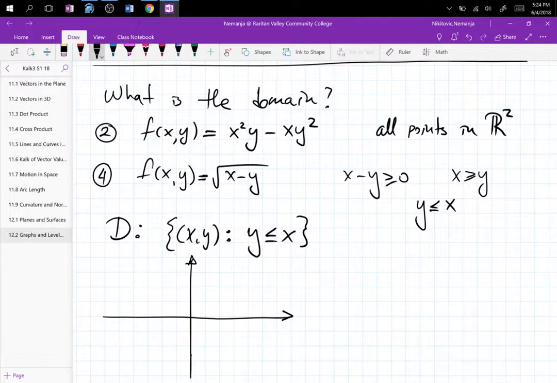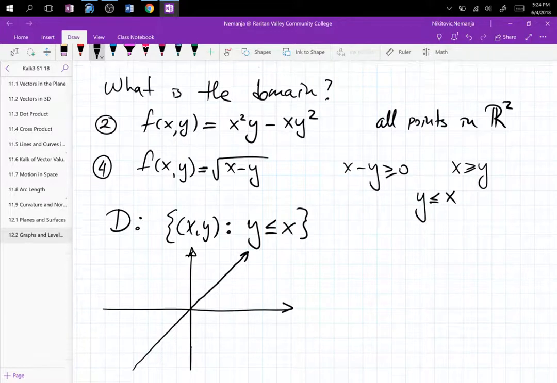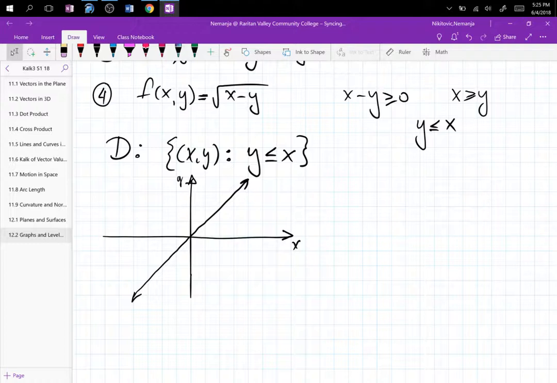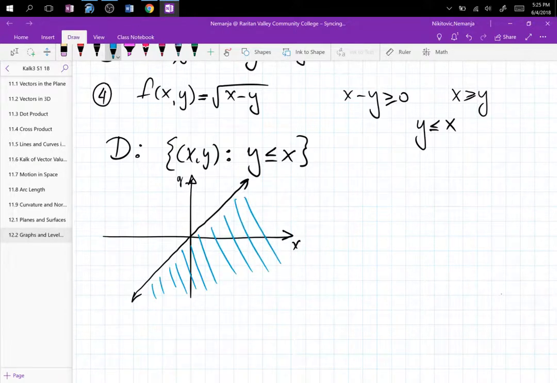These types of problems were in algebra. So we are going to draw a solid line through 0 because the points on that line are included. And then we need to shade all of the values where y is smaller than x, which would be below the line. So that would be the domain.